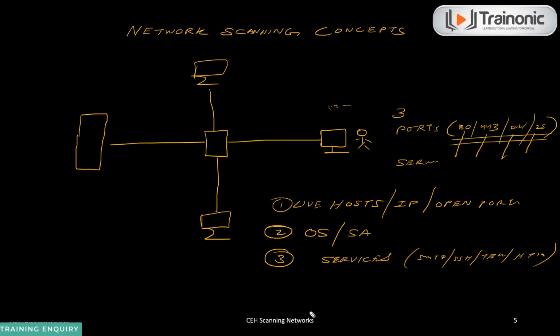Another objective of network scanning is to discover vulnerabilities in live host systems. Now, what are vulnerabilities? Vulnerabilities are system weaknesses. You find the weak point of that system to get into it, or to penetrate into that system or network. So these four pieces of information are the objectives of network scanning.